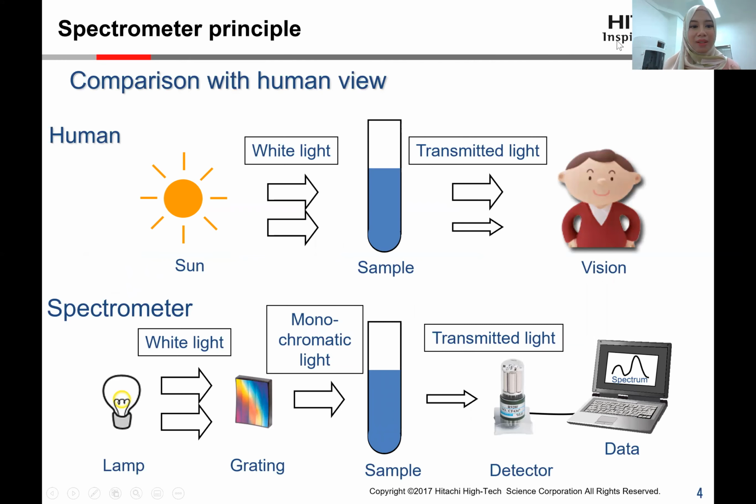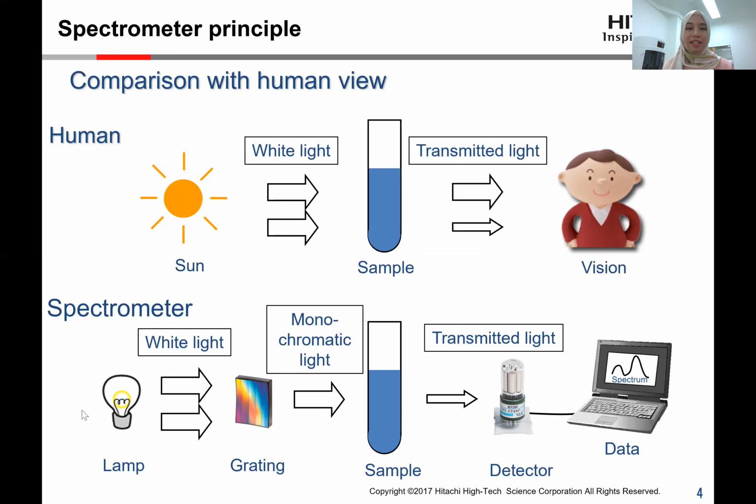This is how it looks, the spectrophotometer principle, in comparison with human view. As you know, the sun emits light. It goes through as white light because all the spectrum is in there, and then it hits your sample, which has a compound of interest in it. It absorbs some of the light and transmits the rest, which is where our vision is, so we can see that part of the light.